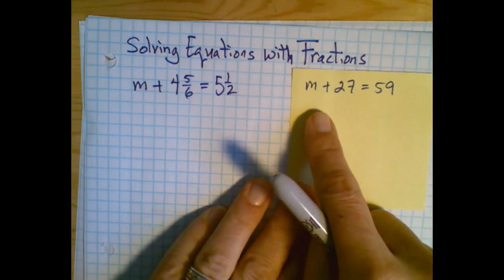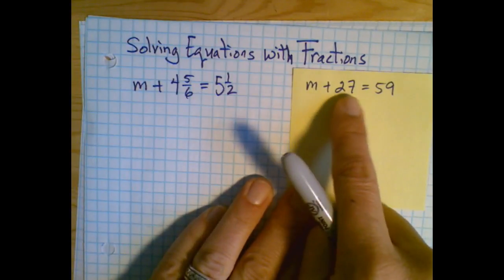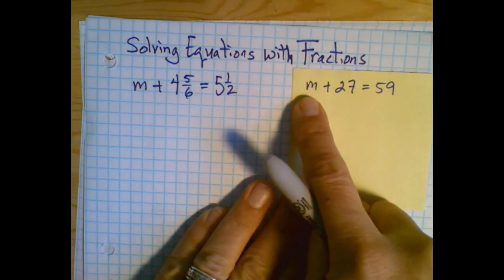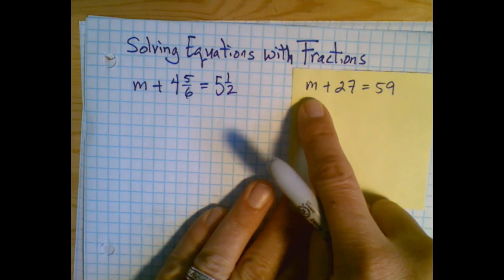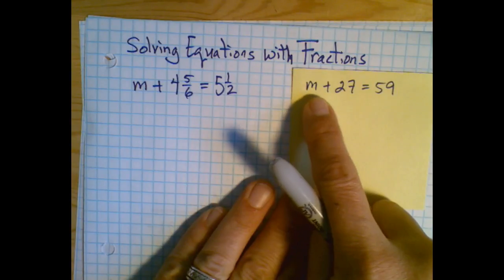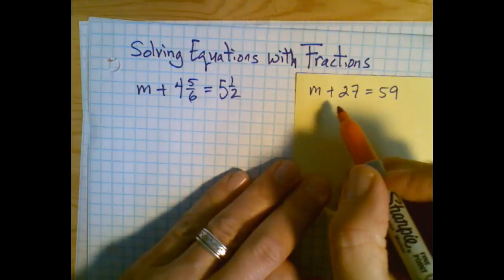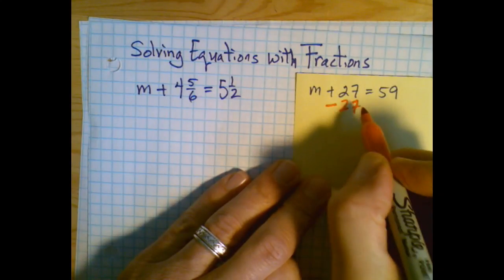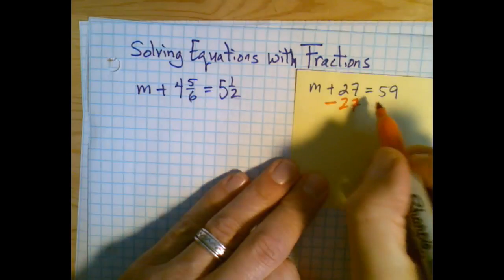So if I had a problem like this, m plus 27 equals 59, in order to isolate the variable, get it by itself, I have to undo what's happening to it. What's happening to it? I'm adding 27. So what undoes adding 27? Subtracting 27. But do I do it there alone?